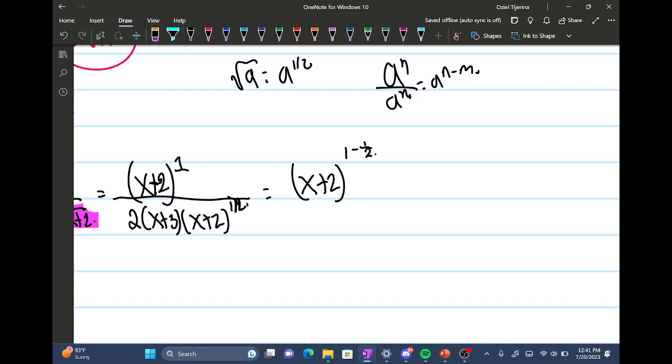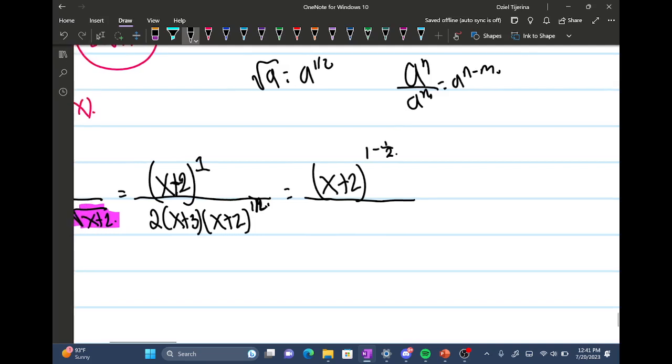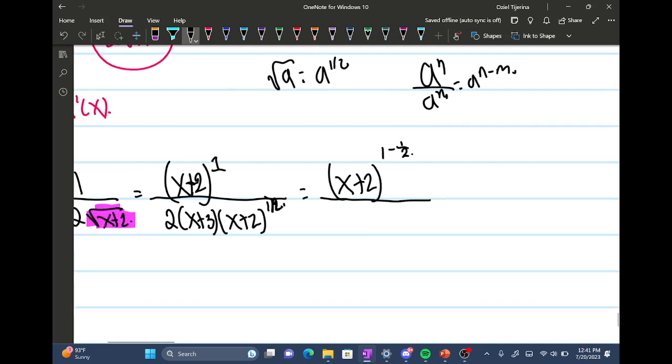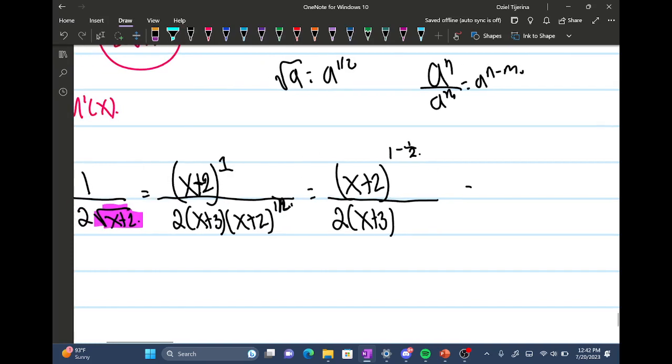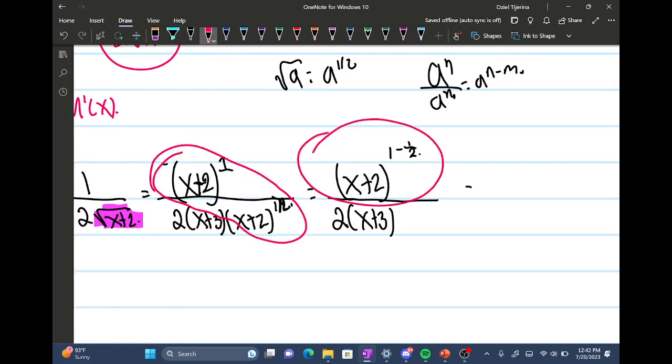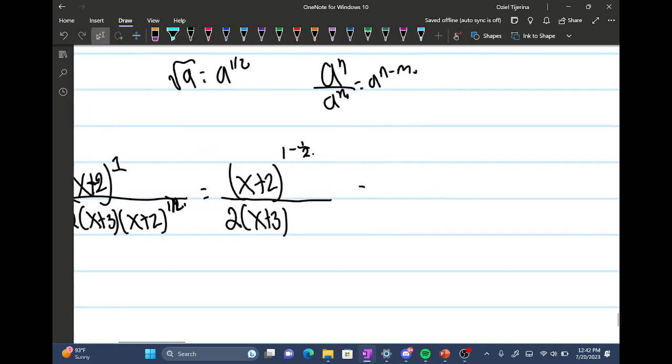Give me a second, guys. This becomes this, and then we have over 2. Oh, and also, over 2, and it's going to be times x plus 3 times x plus 2 to the 1/2. I'm sorry, excuse me. 2 over x plus 3, because, like I said, we did properties of exponents right here, and it gave us this. So we don't have to put anything there.